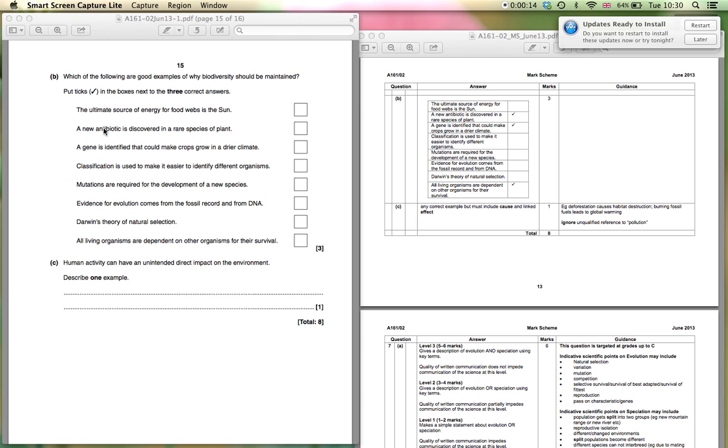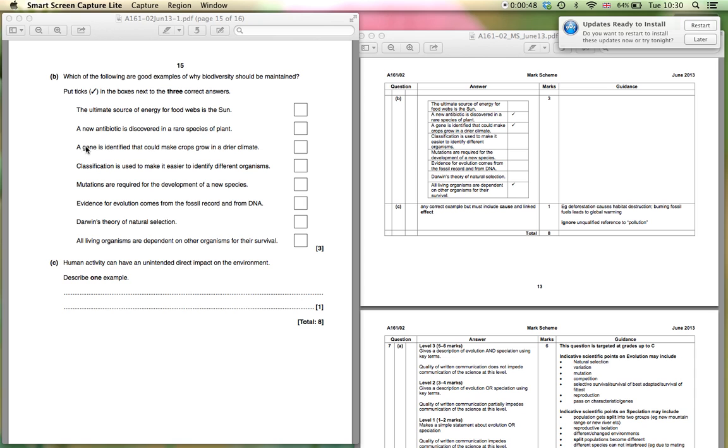Well, the first one is that a new antibiotic is discovered in a rare species of plant. We're running short of antibiotics that are effective against bacteria. So the reason for keeping lots of different types of plant species is that one of them may have a new chemical which we need to produce new medicine. And so this new antibiotic could be found in plants which possibly are under threat. So if you protect the plants, protecting future resources, you're basically saving people in the future from bacterial infection.